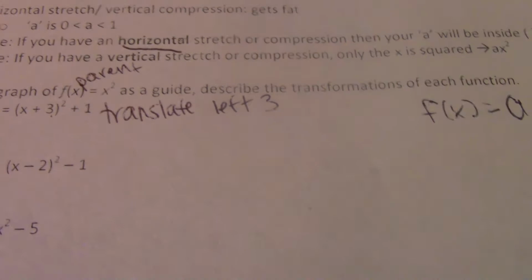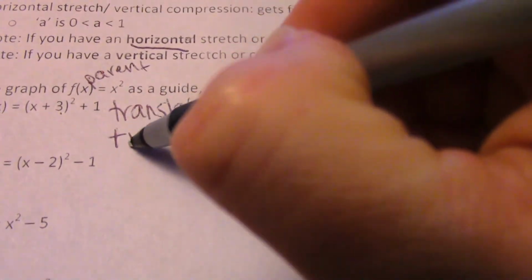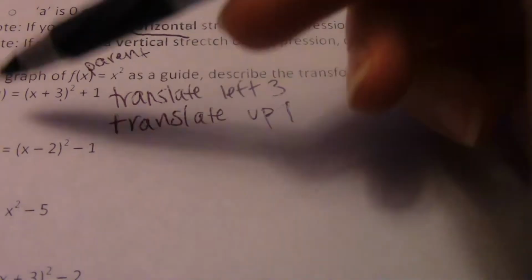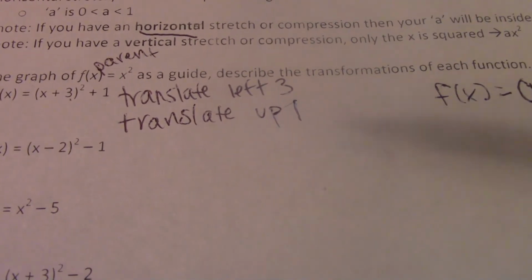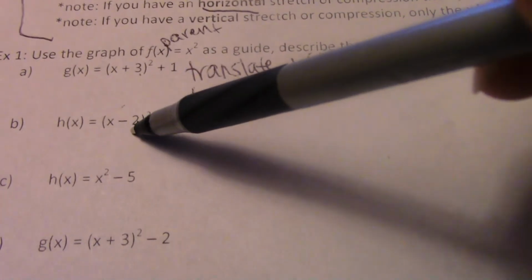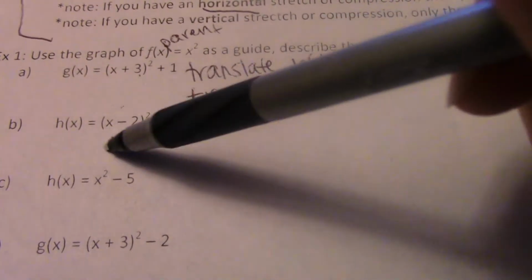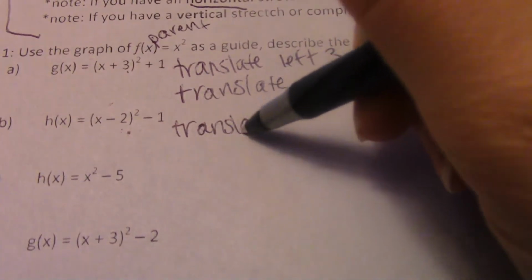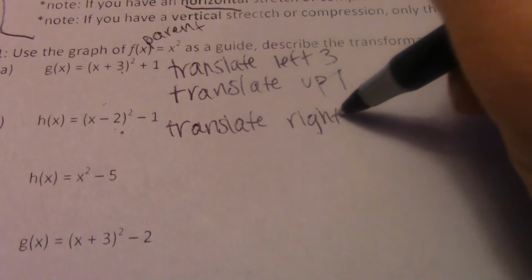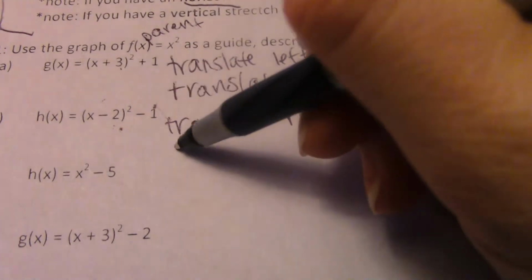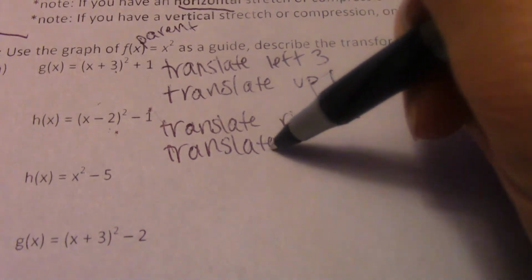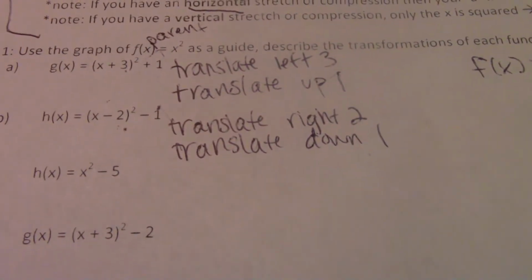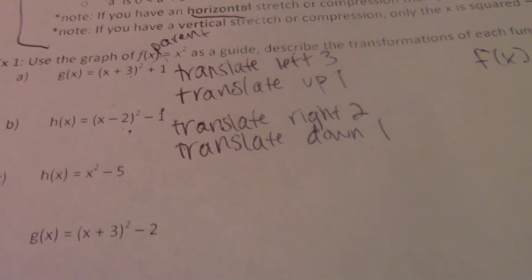And this 1, because it's your k, that's what makes it go up and down. Since it's positive, it's going to translate up 1. There's no number out here and no negative, so we're good. This one, we've got a negative 2, so the opposite of negative 2 is positive 2. Remember, the numbers inside go left and right. If it's positive, it's going to translate right 2. And that negative 1 makes it translate down 1. So all the ones on the outside back here are going to make it go up and down. All the ones on the inside are making it go left and right.